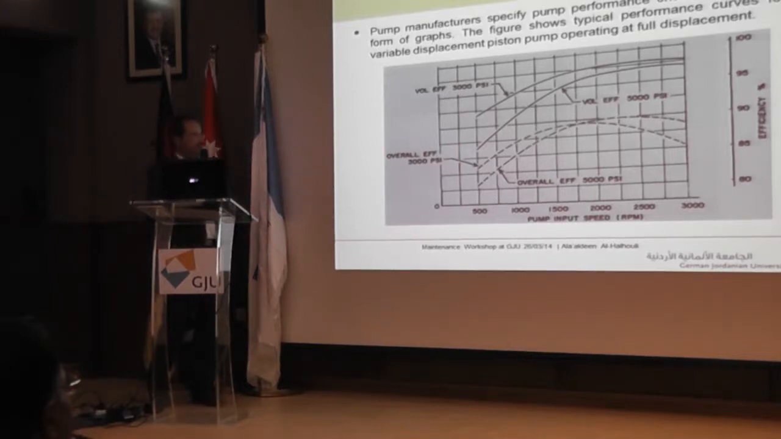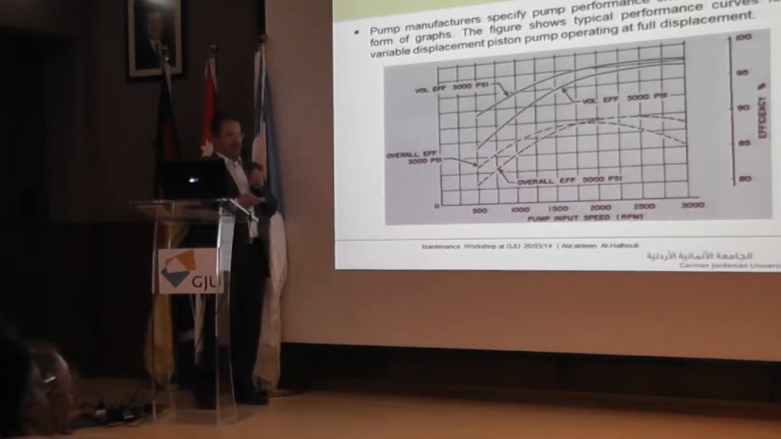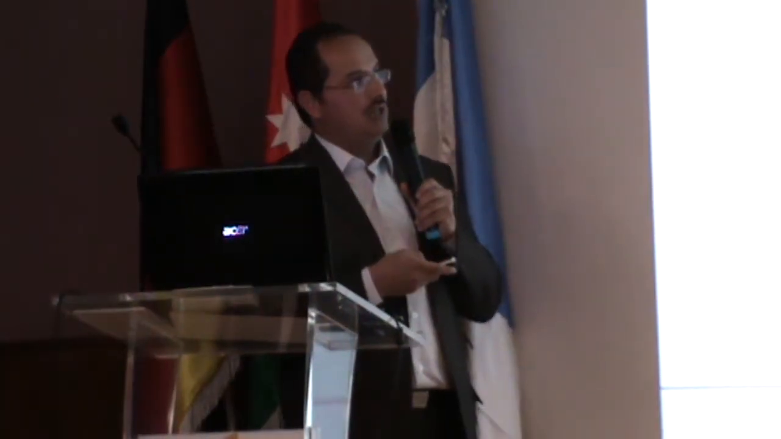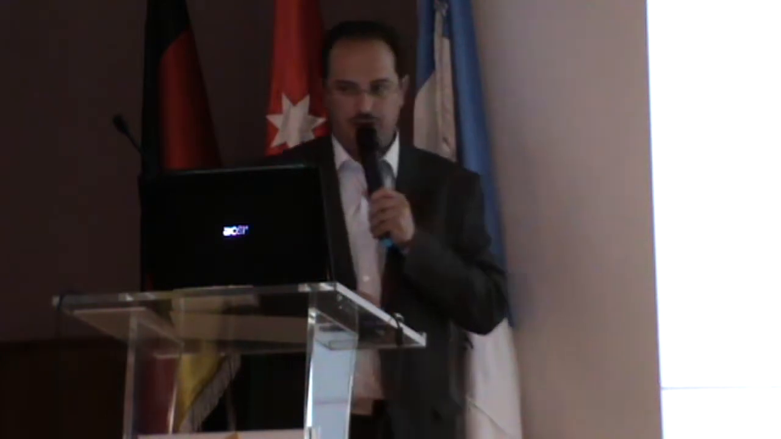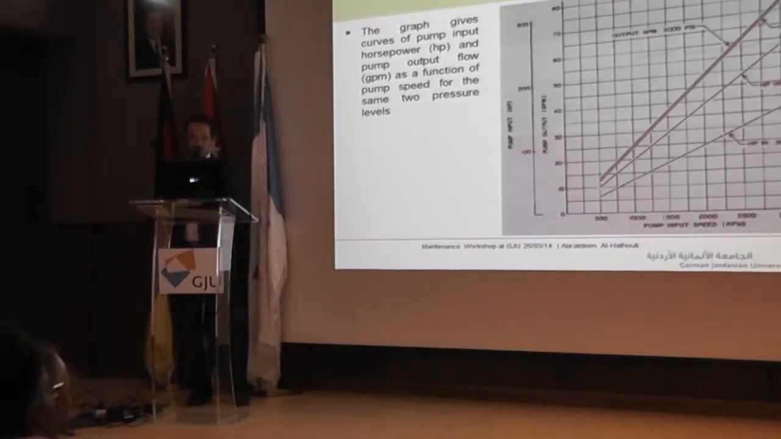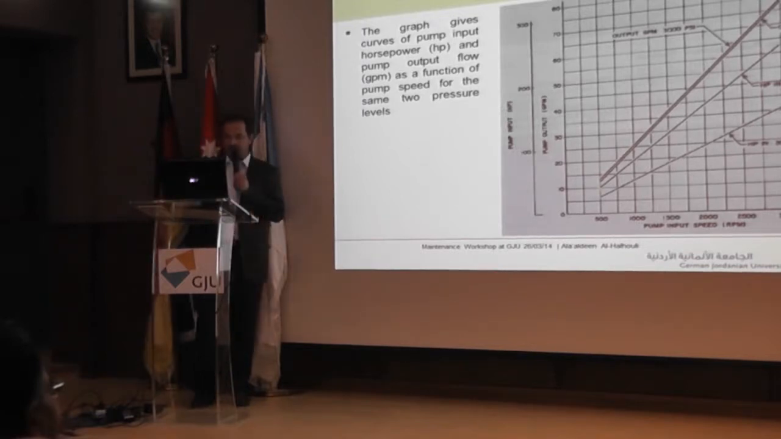Here is the overall efficiency at 3000 PSI, for example. Here you can see 5000 PSI. Then this is the volumetric overall efficiency, and here is the volumetric efficiency also at different applied pressures. Here is just another presentation of the pump performance curves.